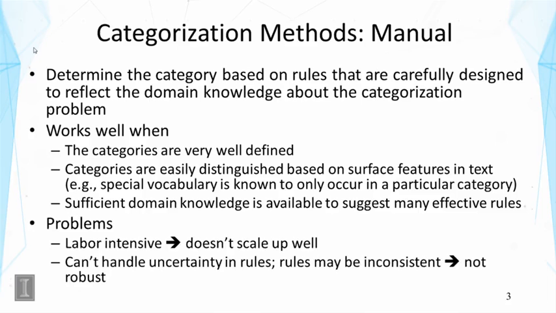However, in general, there are several problems with this approach. First, of course, it's labor intensive. It requires a lot of manual work. Obviously, we can't do this for all kinds of categorization problems. We have to do it from scratch for a different problem because different rules would be needed. So it doesn't scale up well.